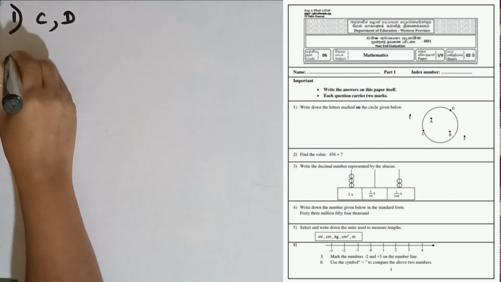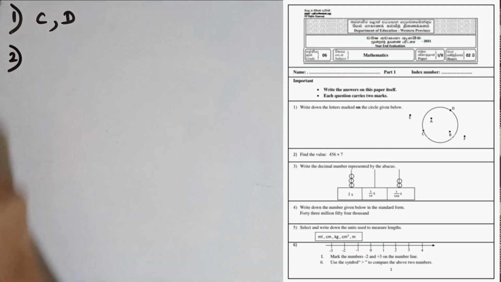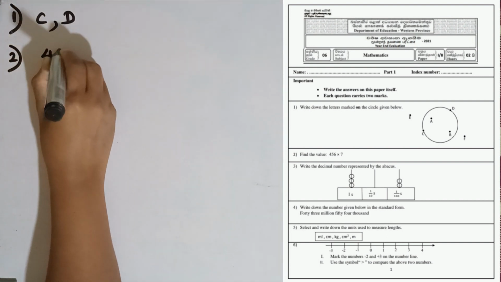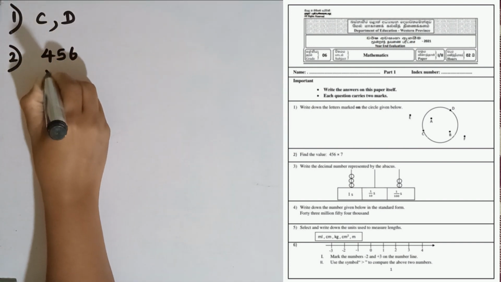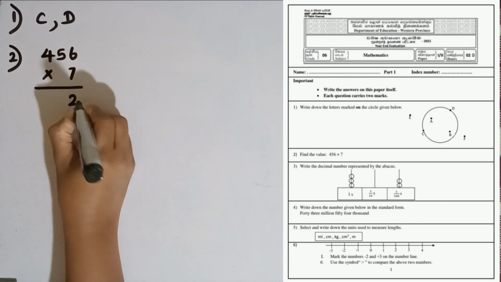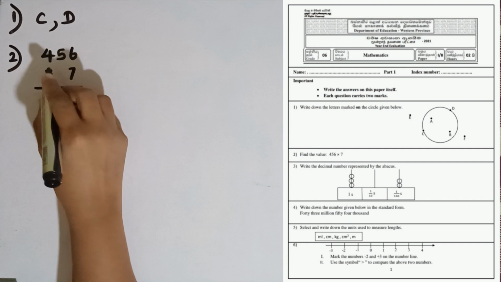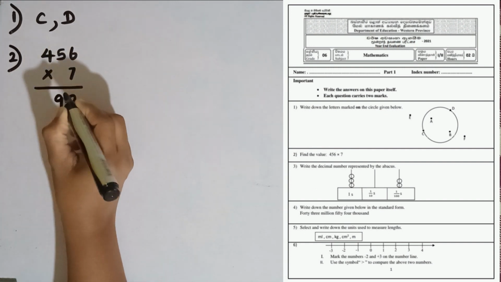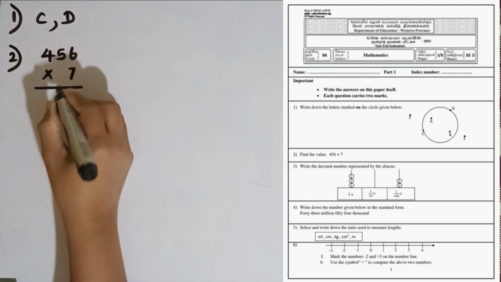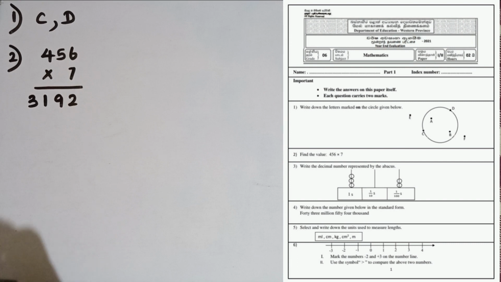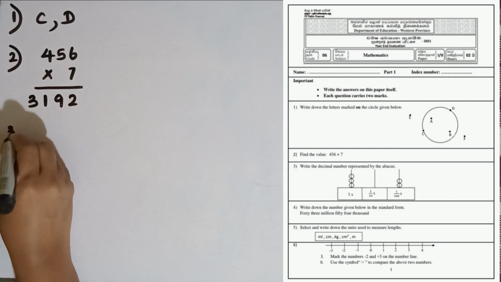Then question number 2, find the value. 456 multiplying by 7. 7 times 6 is 42. 4 is remaining. 7 times 5, 35. 35 plus 4, 39. 3 is remaining. 7 times 4, 28 plus 3, 31. So 3192 is the answer.